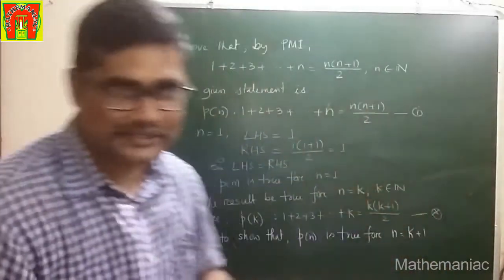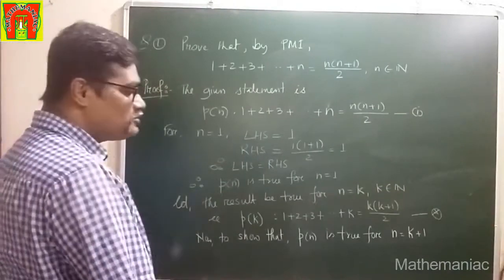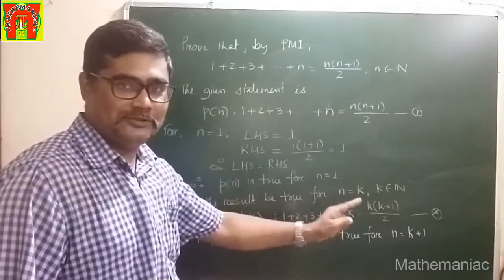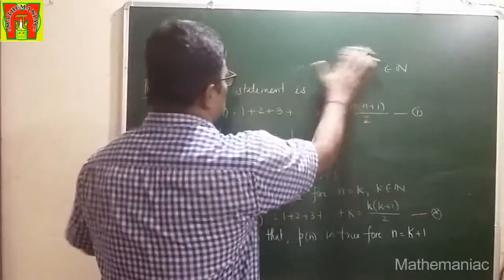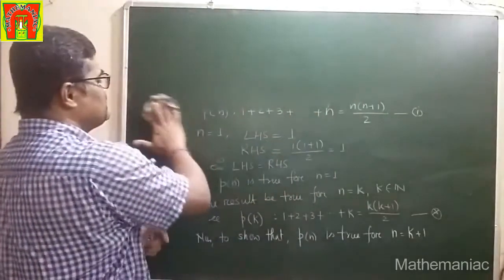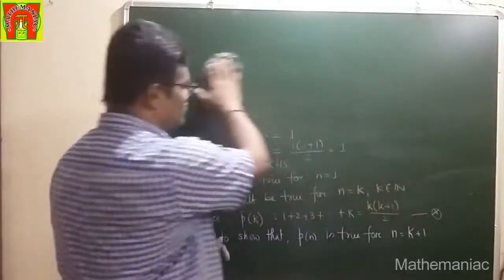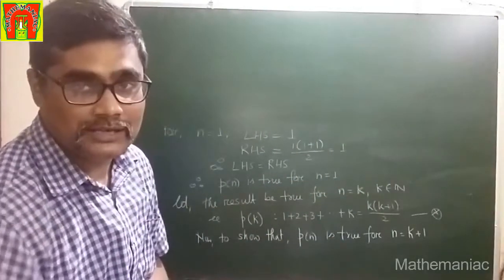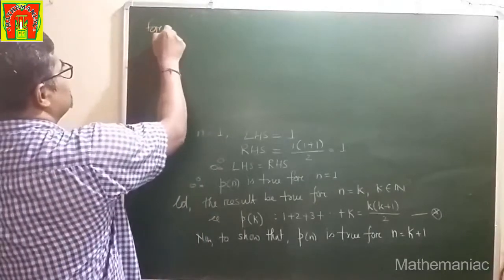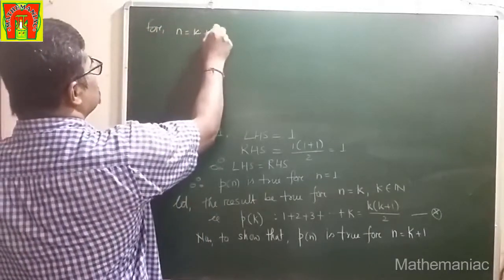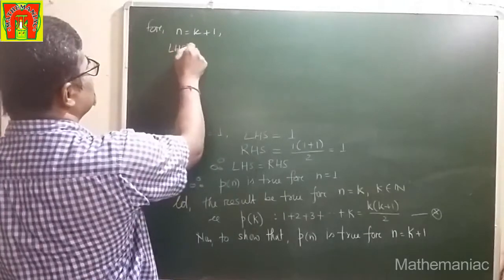So let's start with the proof. That means now we are going to prove the whole result for n equal to k plus 1. So this time what I have to do, I have to take n equal to k plus 1 and I have to see the left side of the statement, right? So for n equal to k plus 1, what is the left side?